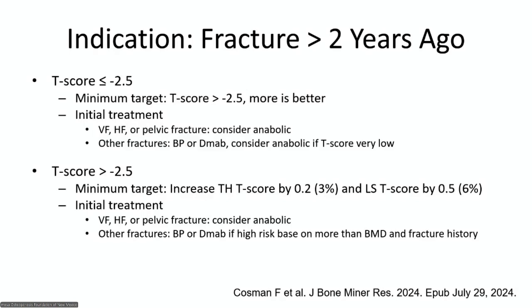If the T-score is greater than minus 2.5, but you're treating because they had a remote fracture, the minimum target would be an increase in total hip T-score of 0.2 T-score units, or about 3%, or a lumbar spine T-score increase of about 0.5, or 6%. And I'll tell you in a minute where those numbers came from. In this case, the initial treatment, if the prior fracture was in the spine, hip, or pelvis, might be anabolic. And if it's been other type of fracture, then bisphosphonate or denosumab might be perfectly appropriate.